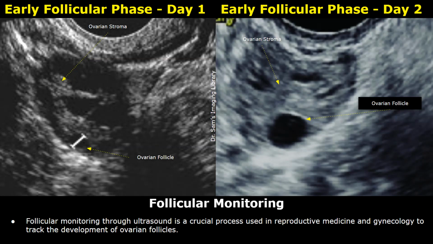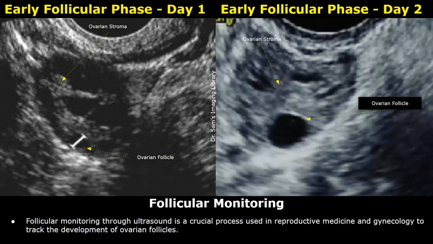Follicular monitoring is a series of ultrasound scans that track the growth and development of ovarian follicles during the menstrual cycle. These follicles contain eggs and the goal is to identify the dominant follicle, which will release an egg during ovulation. The process is vital for women trying to conceive, whether naturally or through fertility treatments such as ovulation induction, intrauterine insemination, or in vitro fertilization.